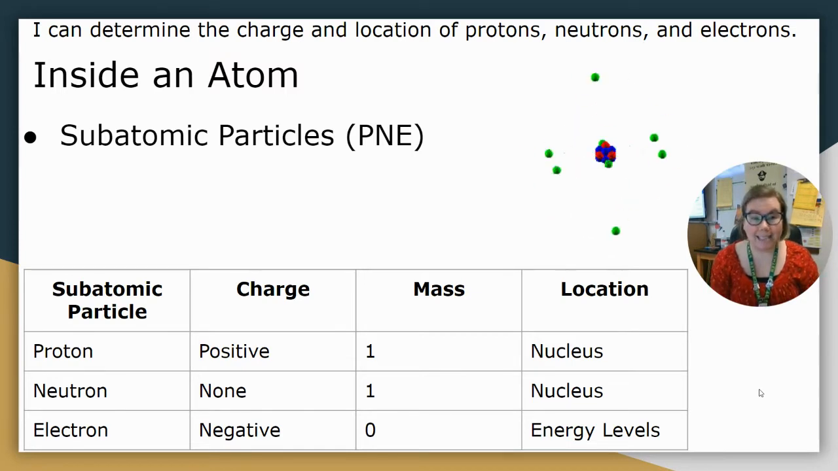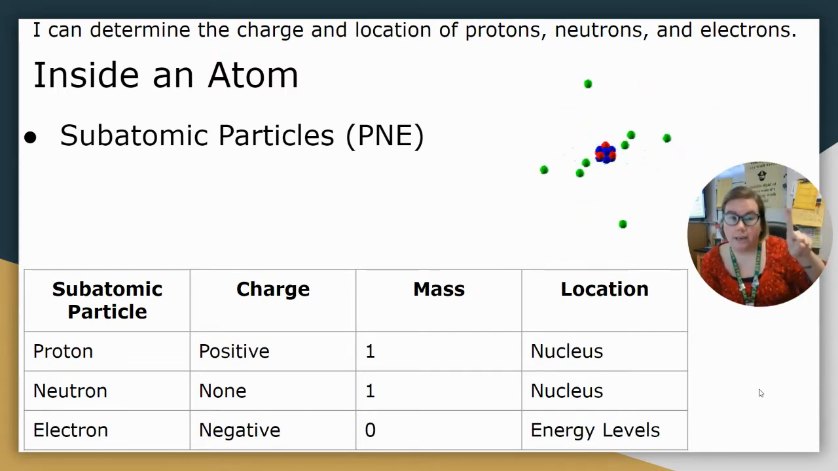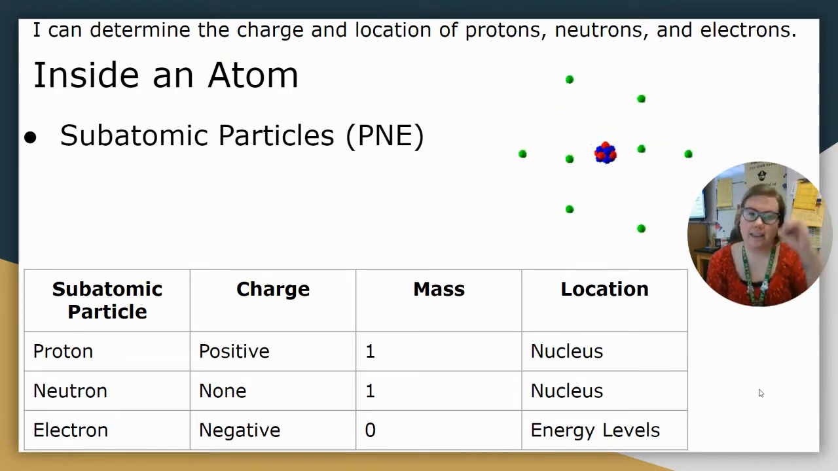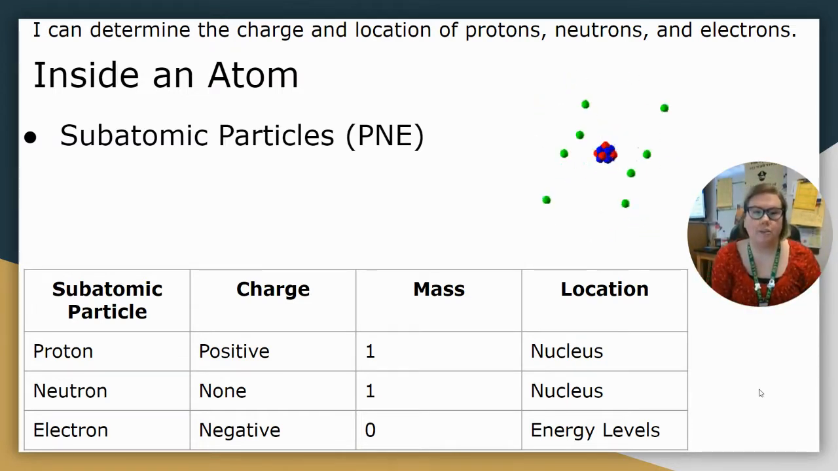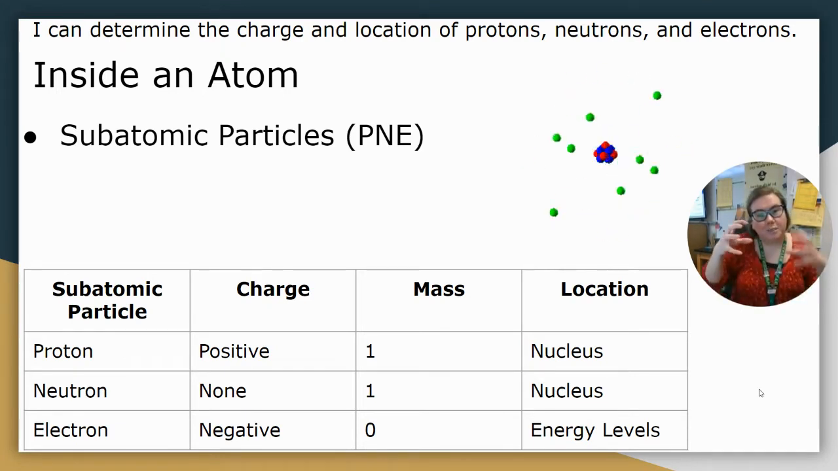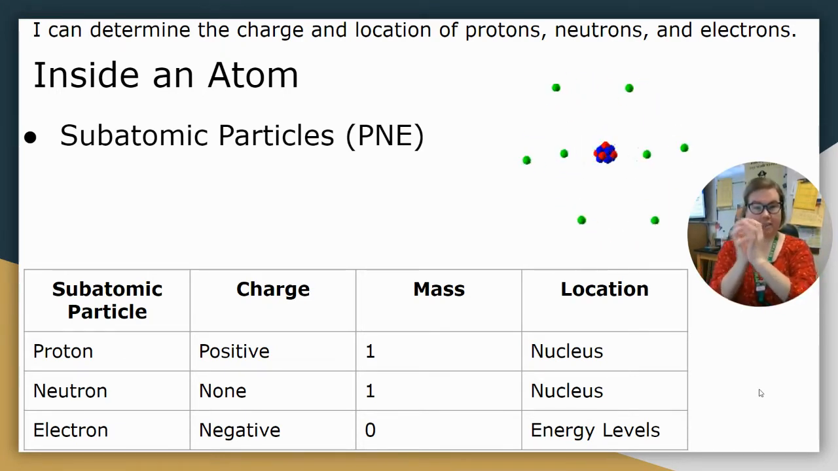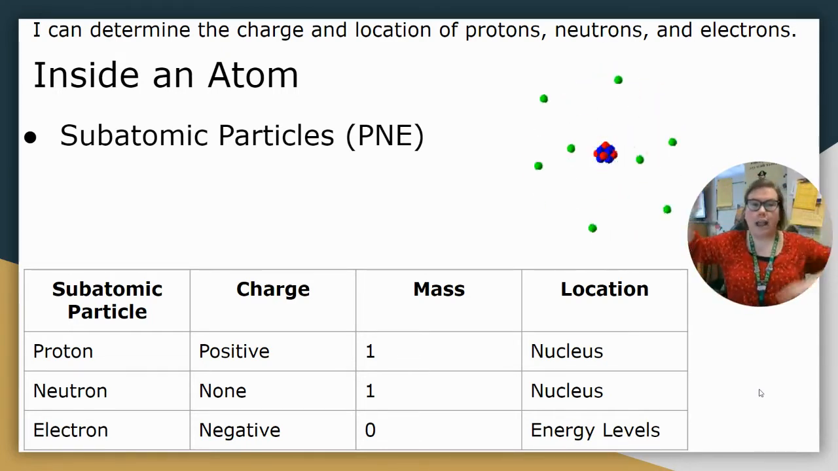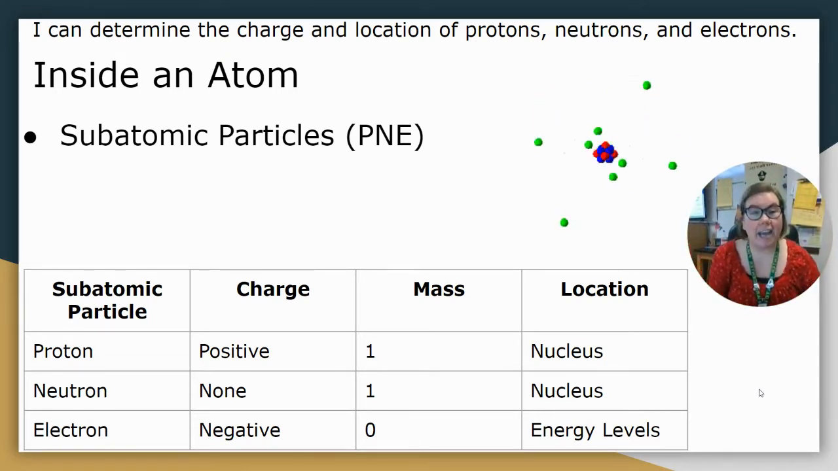As far as mass is concerned, both protons and neutrons have a mass of 1, because it's measured basically in the mass of a proton. Whereas electrons are so tiny and light, they have 0 mass. Okay, so electrons don't really contribute to the mass, only the protons and neutrons. Finally, the location. The protons and neutrons both live inside of our nucleus, which is the mass in the center. And the electrons are kind of floating around that nucleus in energy levels.